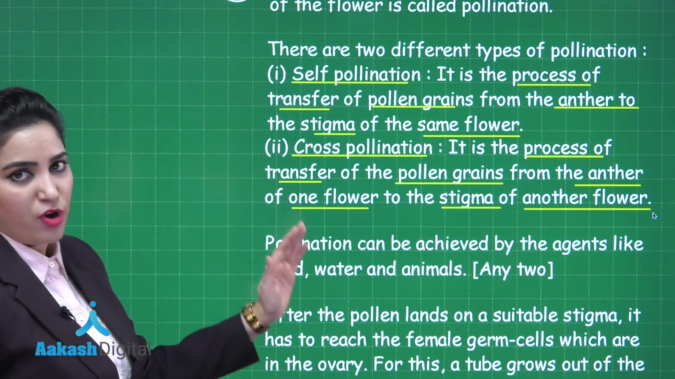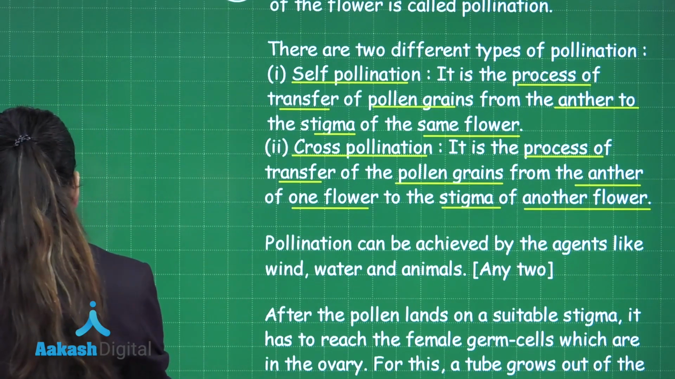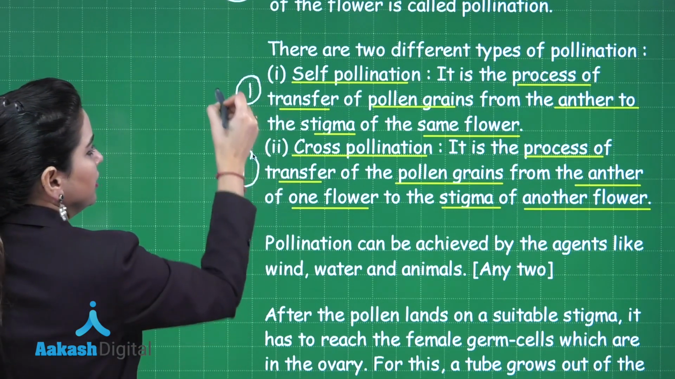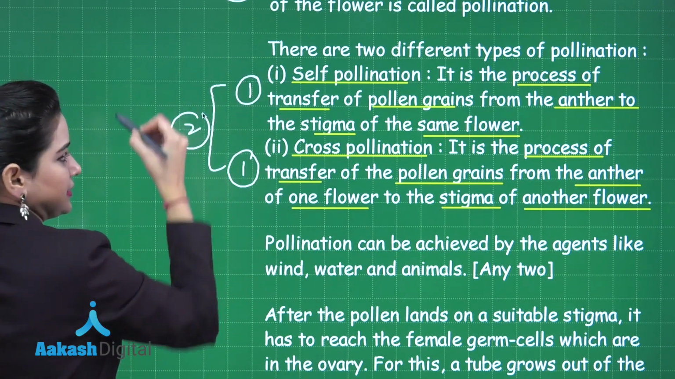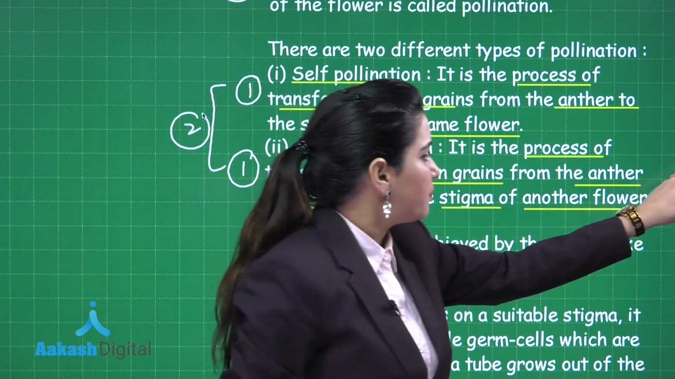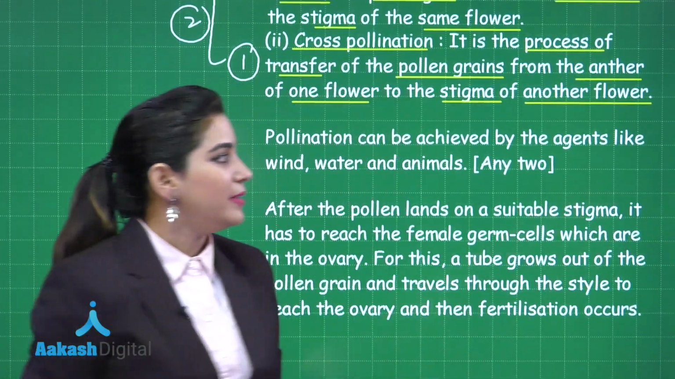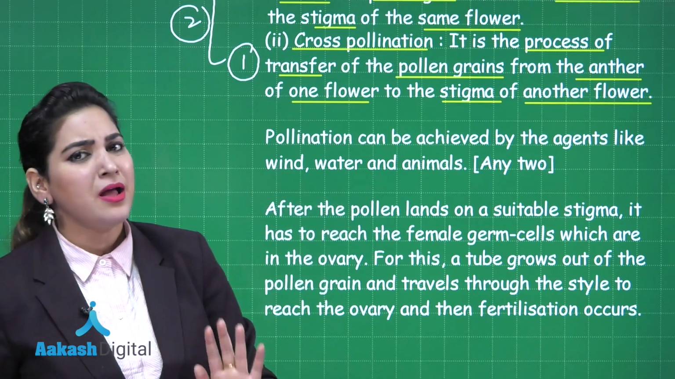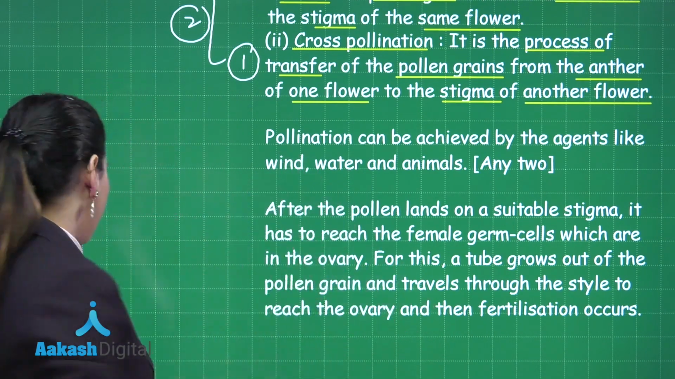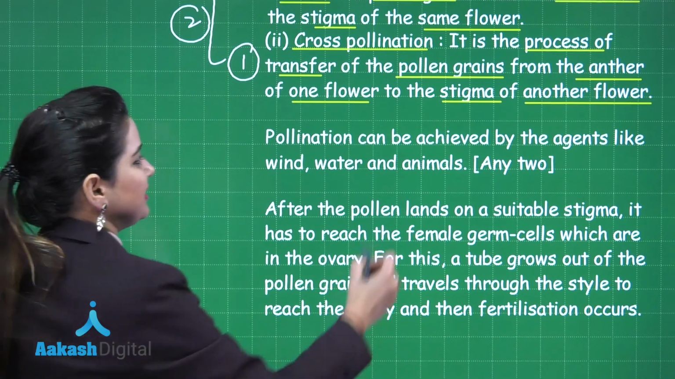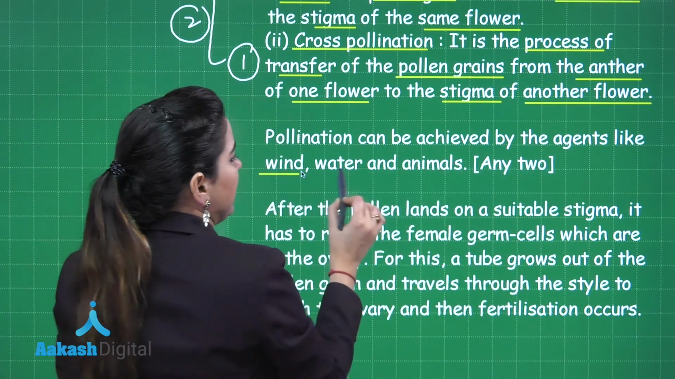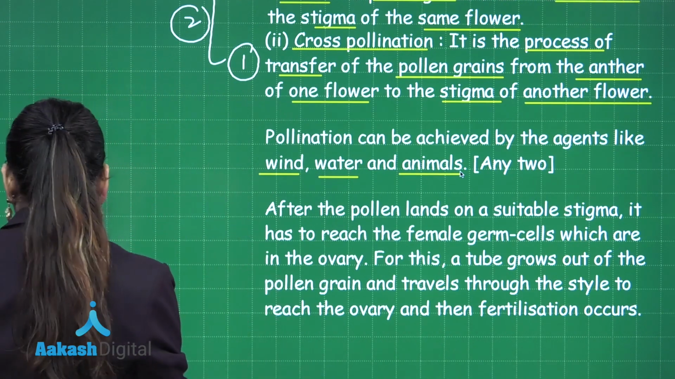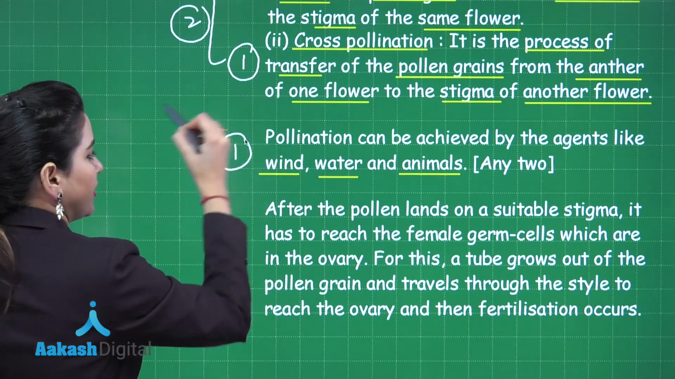So, these were 2 types of pollination, and for each of them you are going to get 1 mark here and 1 mark here. So, in totality 2 marks for this. Now, the next part was you have to list any 2 agents of pollination. Here I have mentioned 3, but you can write any 2. You can see that pollination can be achieved by agents like wind, water, and also by animals. As I've said, this is going to give you 1 mark here.